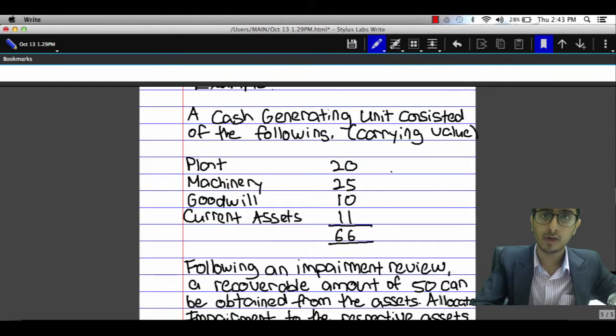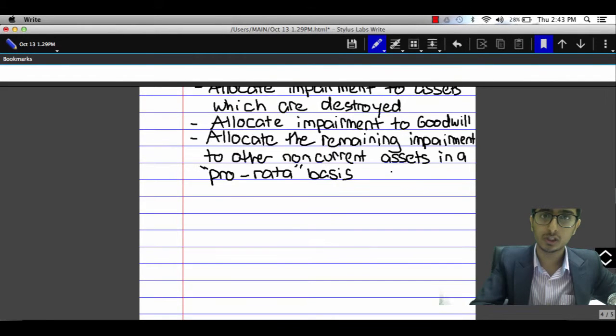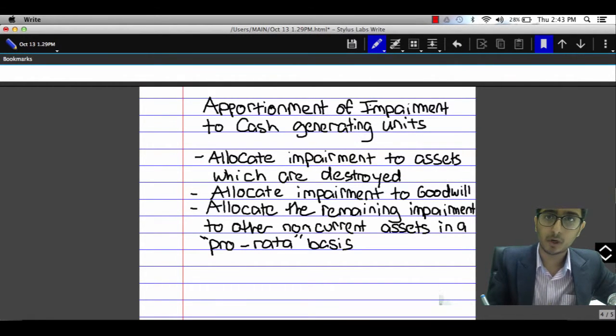Now, going to our previous notes, we can see that we have to apportion impairment. We allocate impairment based on these criteria or this order. First one is to assets which are destroyed. Now, the example that we're doing does not indicate that any assets are destroyed. So this means that next I will allocate impairment to goodwill. And then it's to non-current assets on a pro rata basis.